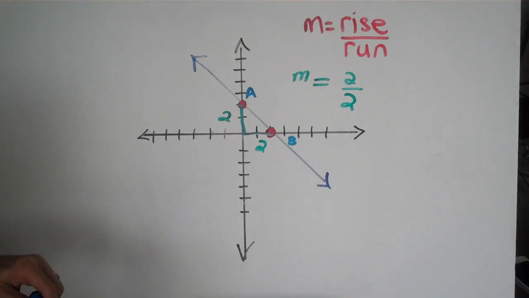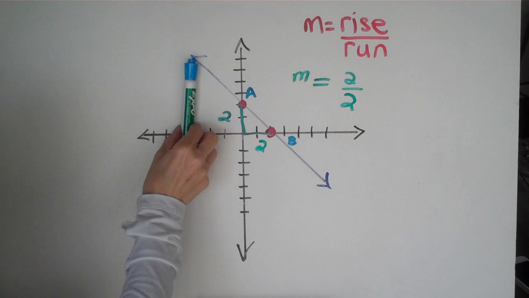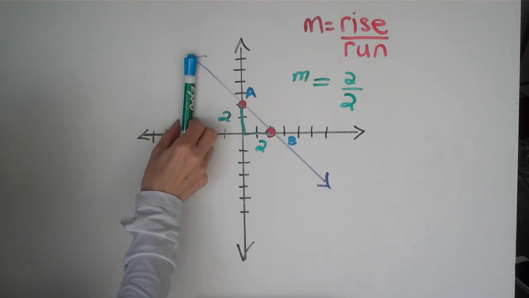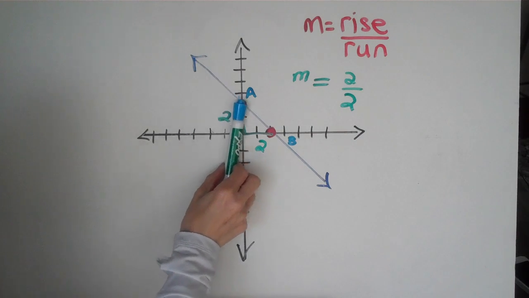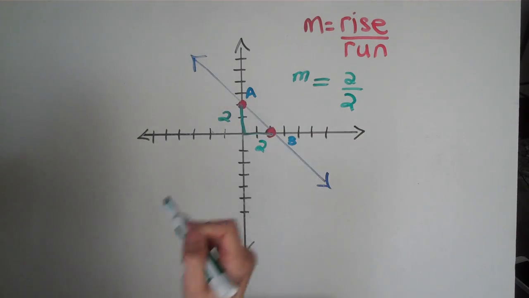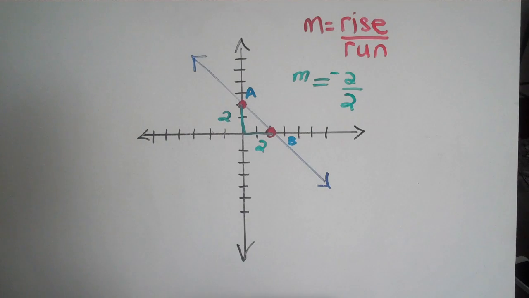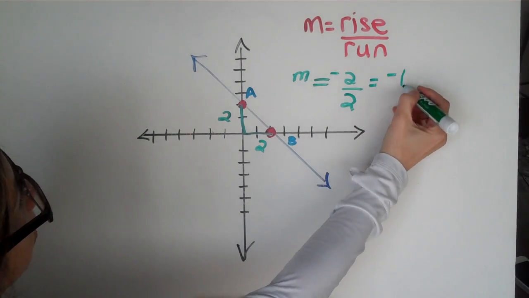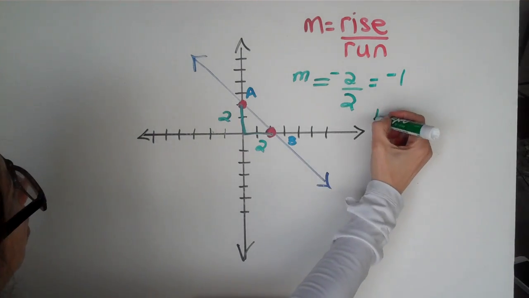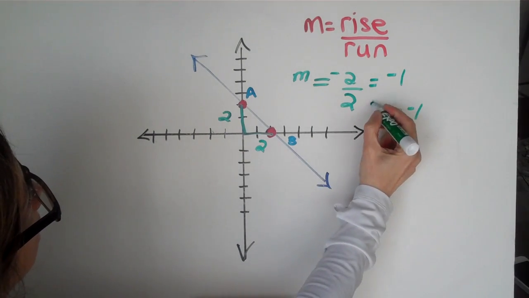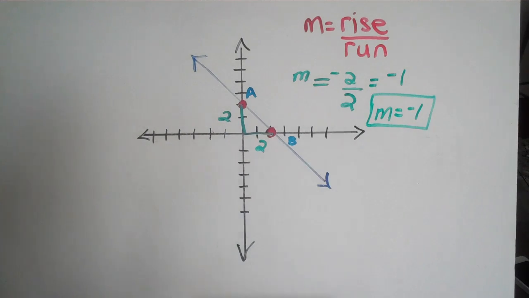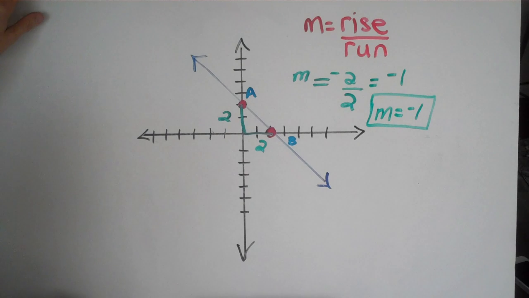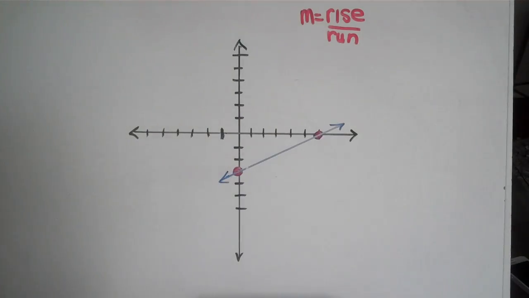Now, also keep in mind that if you put your pencil on the left side of the line, this is going down. So left side of the line, follow the line, it's a negative slope. So this becomes negative 2 over 2. And we know we can simplify that, and that simply becomes negative 1. So here, M equals negative 1 is our final answer. So again, pretty straightforward. You're just counting the rise over the run. That's it. Okay, let's do another one.